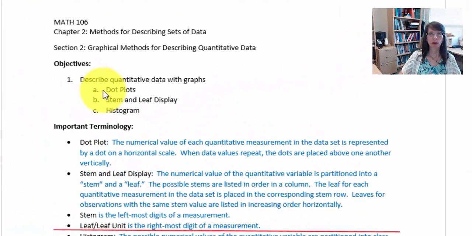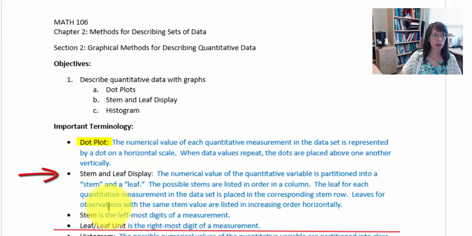This video is about how to create a dot plot and stem and leaf display. So we'll start with the dot plot. A dot plot is the numerical value of each quantitative measurement in the data set, and it's represented by a dot on a horizontal scale. When data values repeat, the dots are placed above one another vertically.